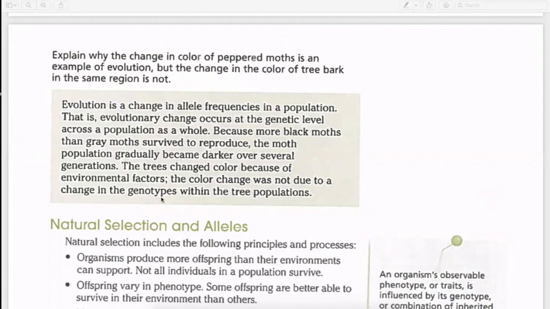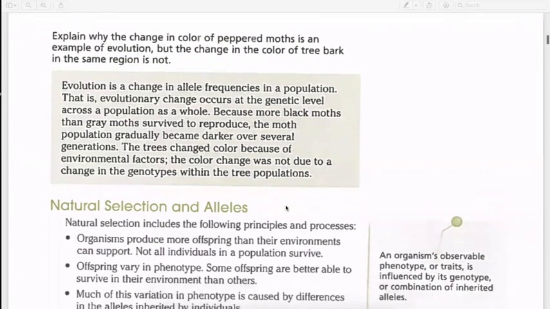The trees changed color because of environmental factors, not genetic reasons. The color change was not due to a change in the genotypes within the tree populations, right? So the tree's DNA, and yes, trees do have DNA, the tree's DNA did not change. They just had black soot landing on them, right? It's like if you got dirty, your DNA is still the same. The moths, on the other hand, their DNA across the population changed. That's evolution, a genetic change across the population.